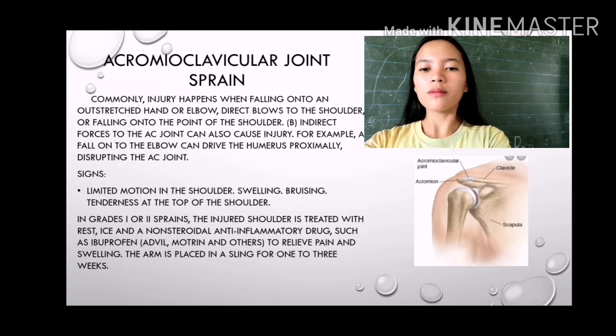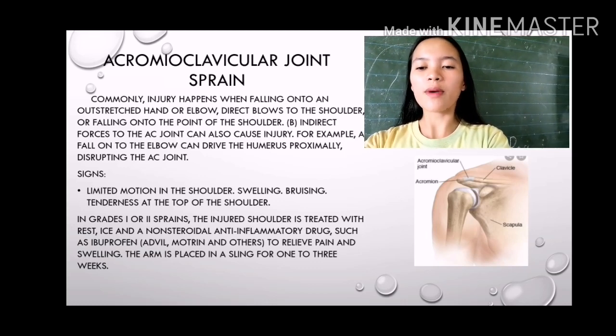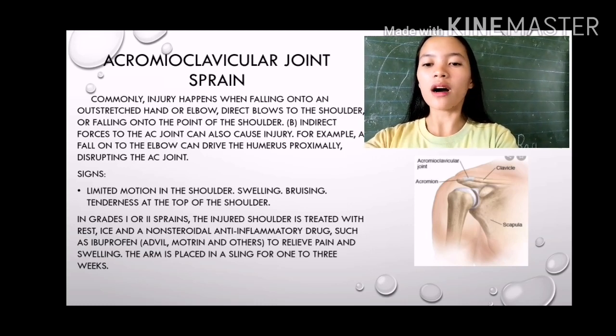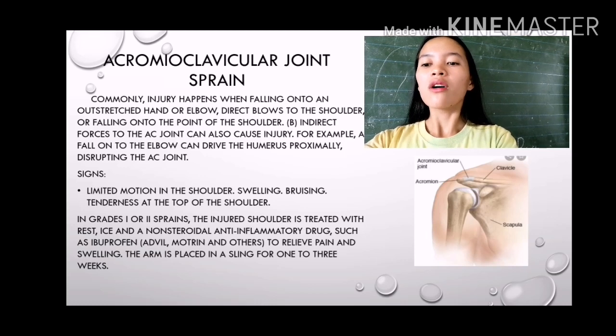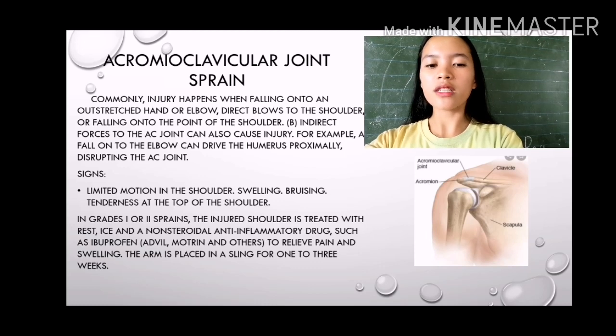Next, we have acromioclavicular joint sprain. The most common mechanism of injury is a direct trauma to the lateral aspect of the shoulder or acromion process with the arm in adduction. Falling on an outstretched hand or elbow may also lead to AC joint separation.